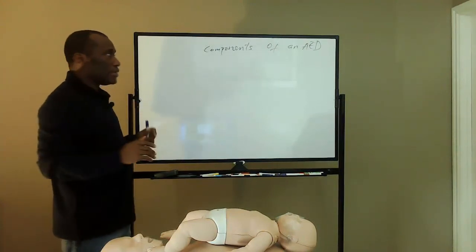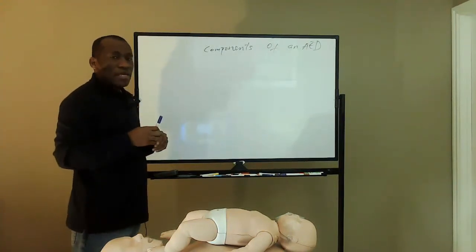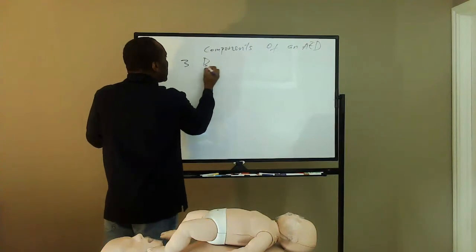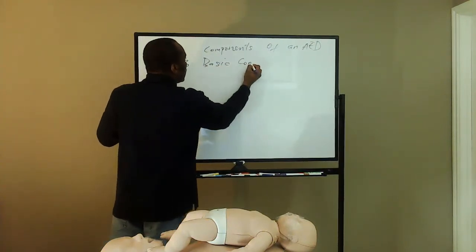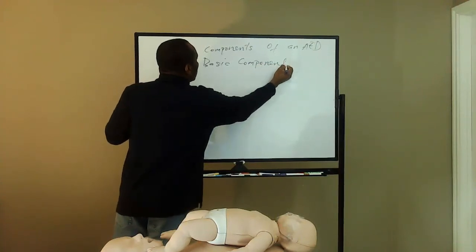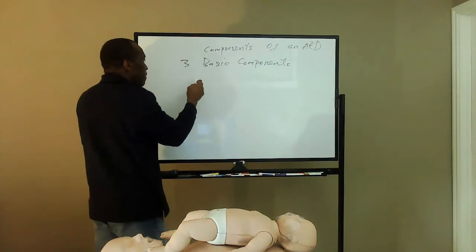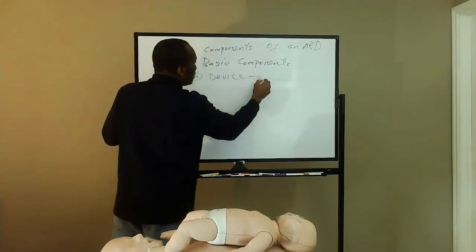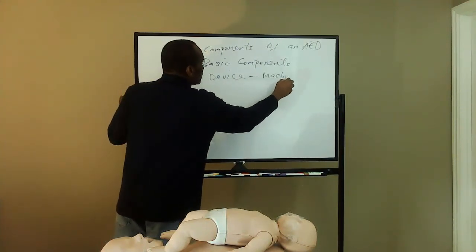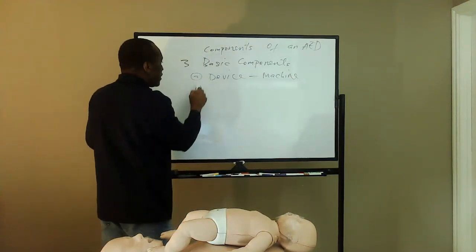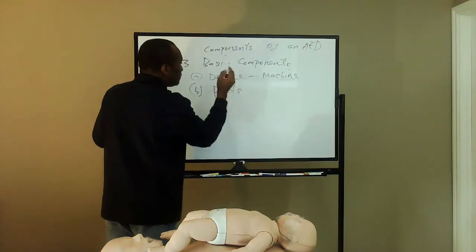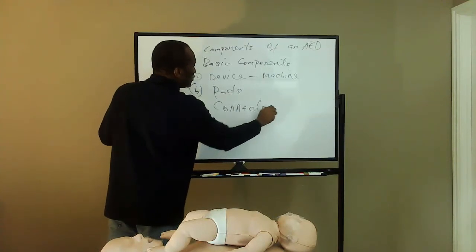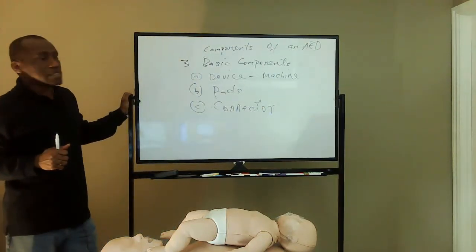But there are three basic components of a typical AED. A, the device itself, which is the machine. This is the main component. B, you have the pads, and then C, the connector. Those are the three basic components.